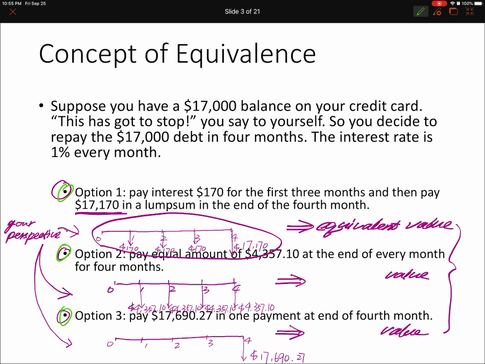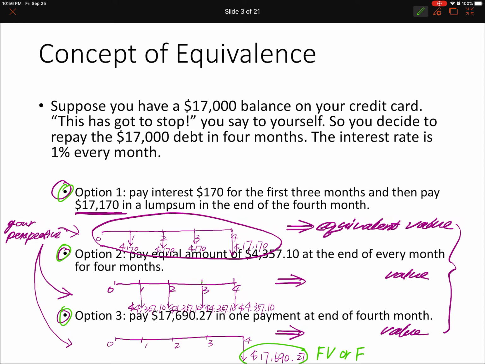The three options are equivalent, which also means the three cash flows, they are equivalent. Okay, so for this one, this is somehow a future value, right? We said it's a FV or F, because that's a lump sum you pay in the future time.